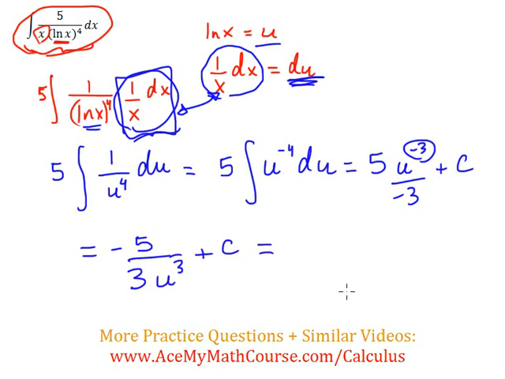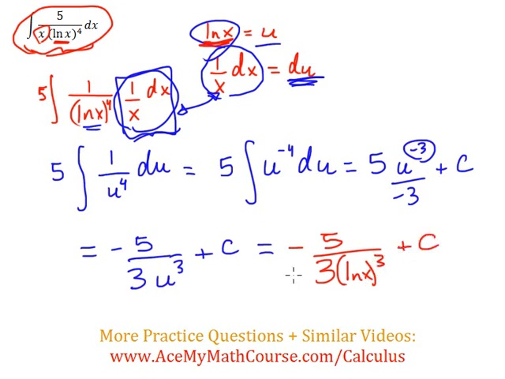And right now I just need to replace the u for ln of x, because that's what we had before. So negative 5 over 3 ln of x cubed. I almost forgot the x for some reason. And this is the final answer.